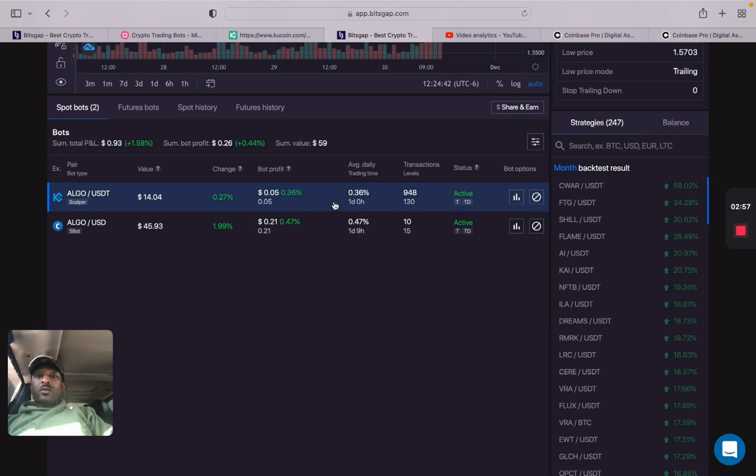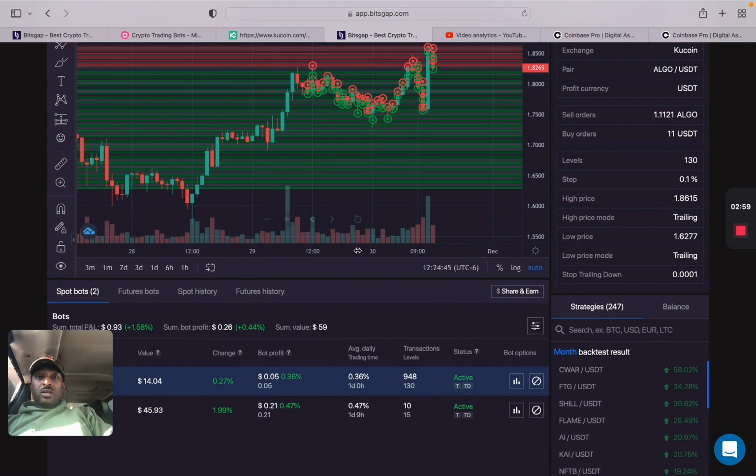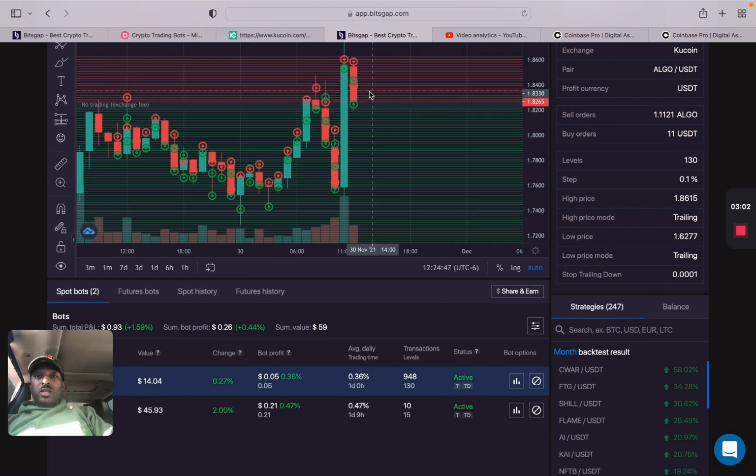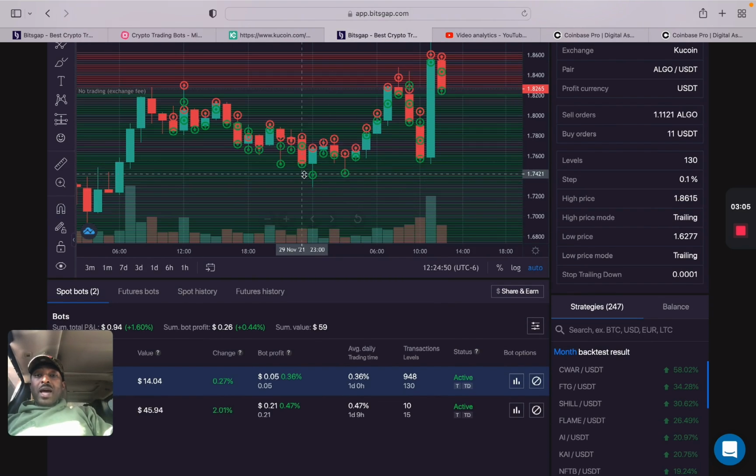This is a scraper bot, and if we click on it, each one of these little greens and reds represents a buy and a sell, right? So what the bot is doing is buying crypto for me and selling crypto for me at predetermined prices. Each one of these little red lines and green lines is an order that the bot has already pre-placed for me. So when it hits a certain number, it sells or buys based off of where it's at.